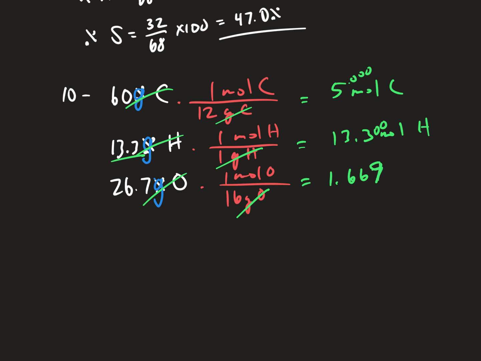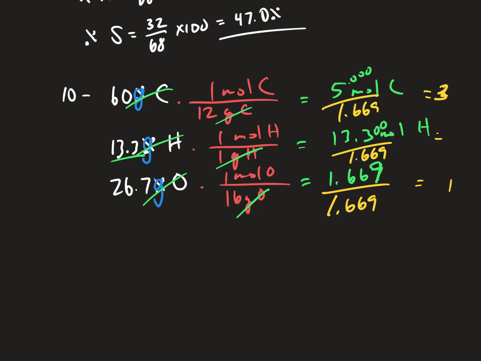And then you can divide it all like that. All of them by 1.669? Why is that? Because that's the smallest. That's right. Divide all of them by 1.669. And we get 1 for oxygen. What do we get? 5. What's 5 divided by 1.669? 2.9958. What's that? That's basically 3, right?